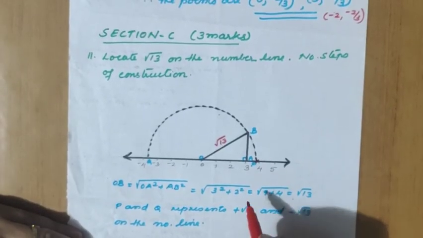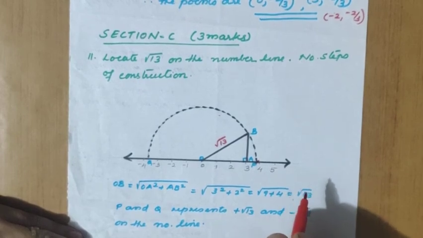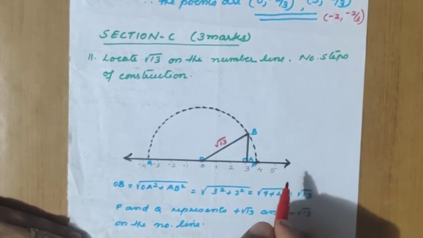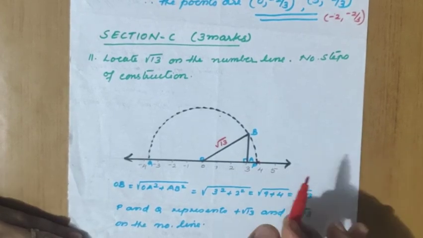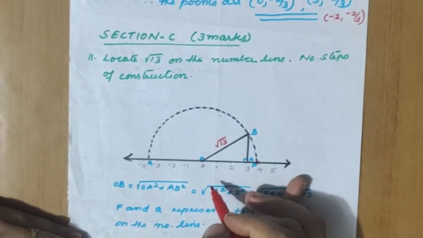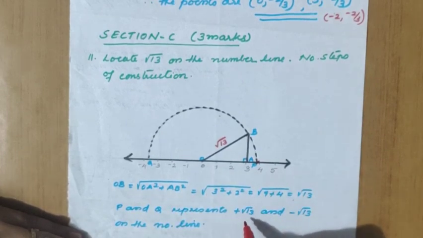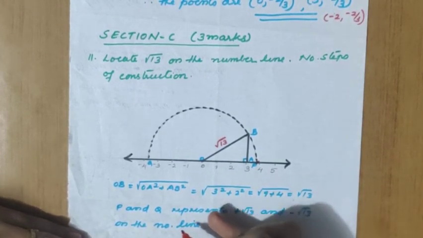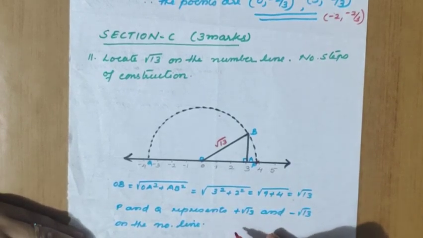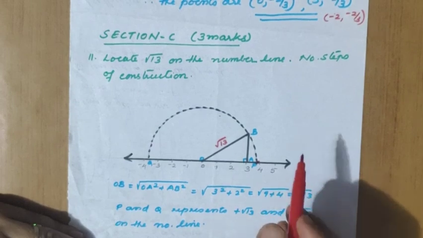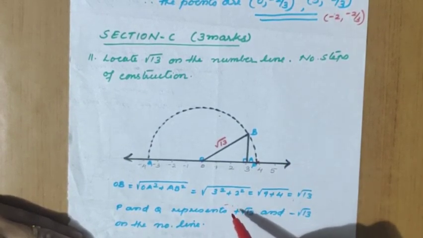So we have used this method. Another method is representing root 9.3 on the number line. If you remember, that also we can use for representing root 13. The similar procedure you have to apply here. But this is the easiest way, so we have chosen this one and represented P and Q as root 13 and minus root 13 on the number line. In this question no steps or construction is asked, so that part you can avoid, but this step, the Pythagoras theorem part, you must write.